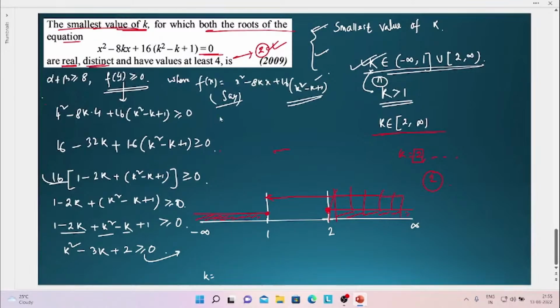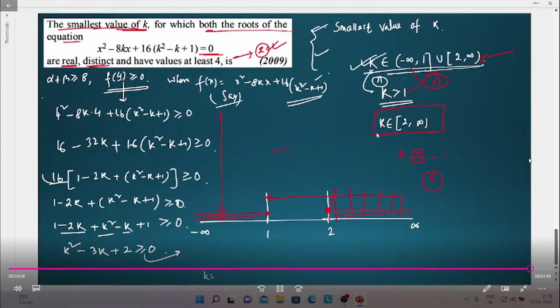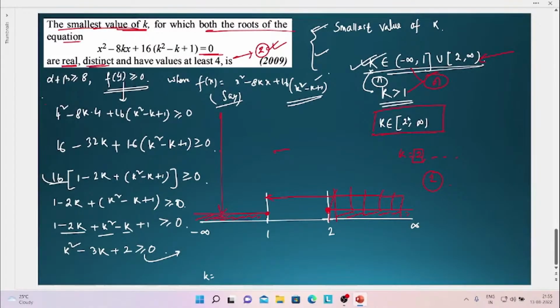From that relation I also get another condition of k which is minus infinity to 1 closed union closed 2 to infinity. And I have to take the intersection because we have different values of k. After taking the intersection, we got k belongs to the closed interval 2 to infinity. So what will be the minimum value, the smallest value of k according to the question? It is 2. So the smallest value of k will be 2.